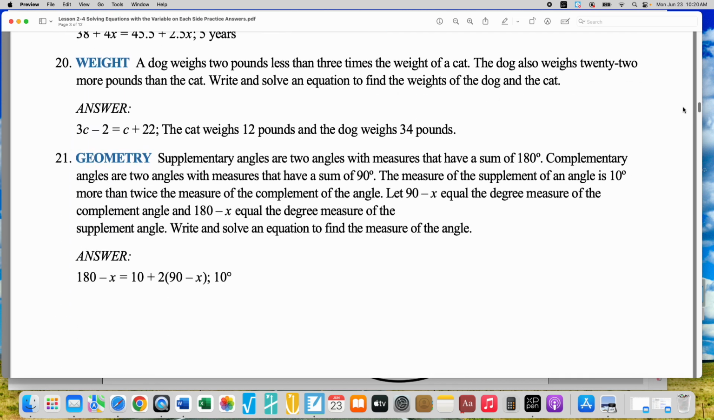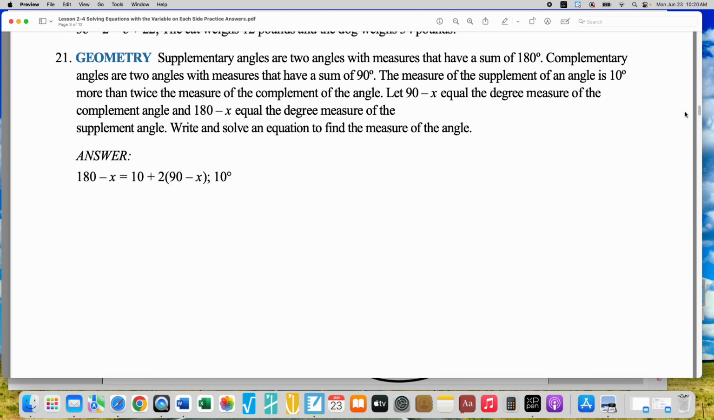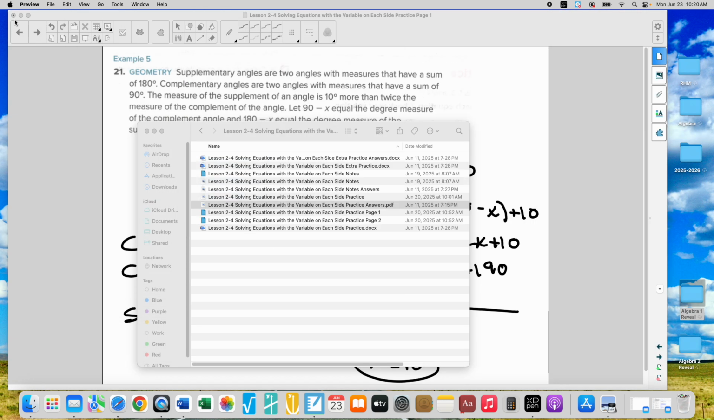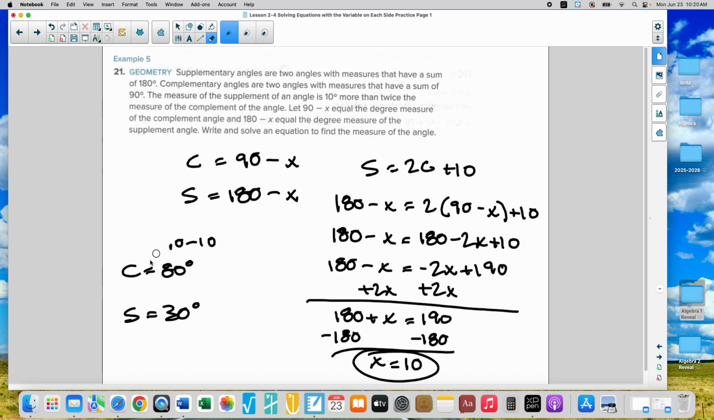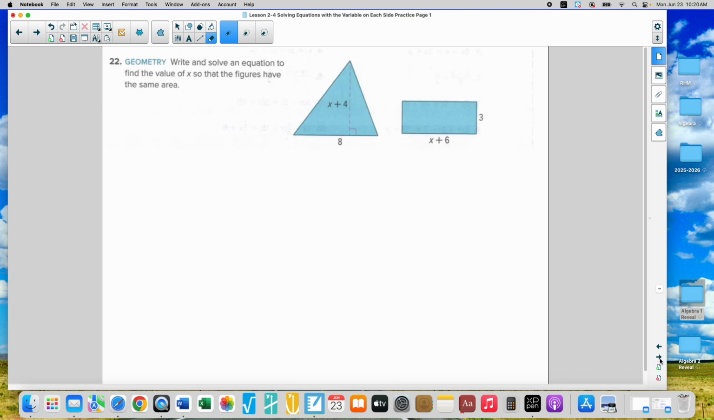Okay, x is 10. Good. I got it right. X is equal to 10. I like that. We'll sort of not worry about the other stuff. That's the important part. I'm just happy I got it correct.